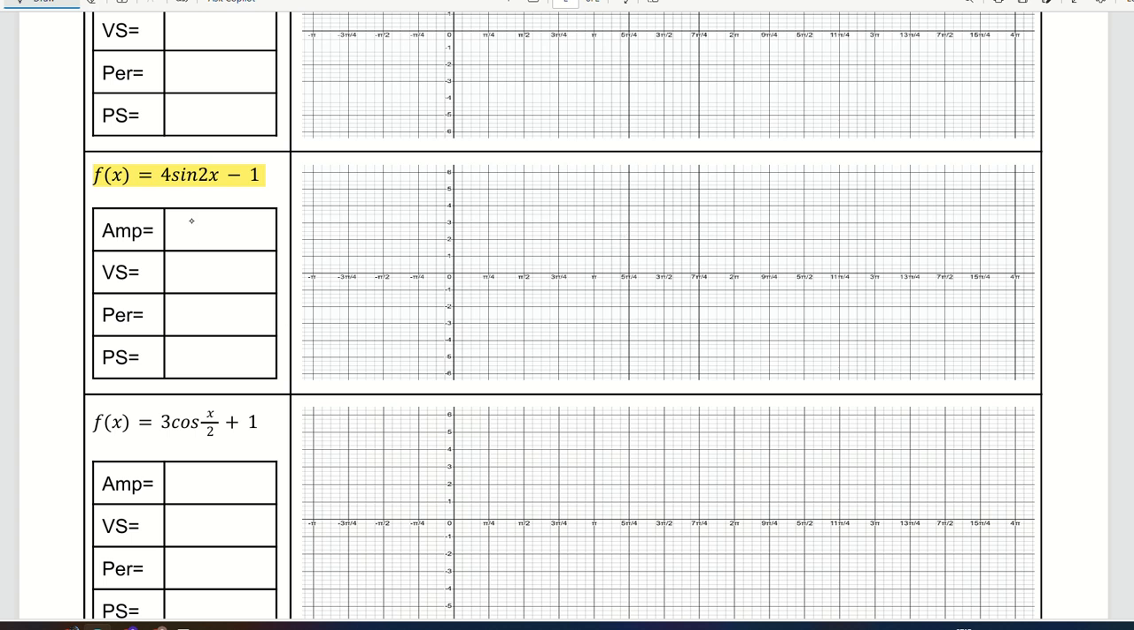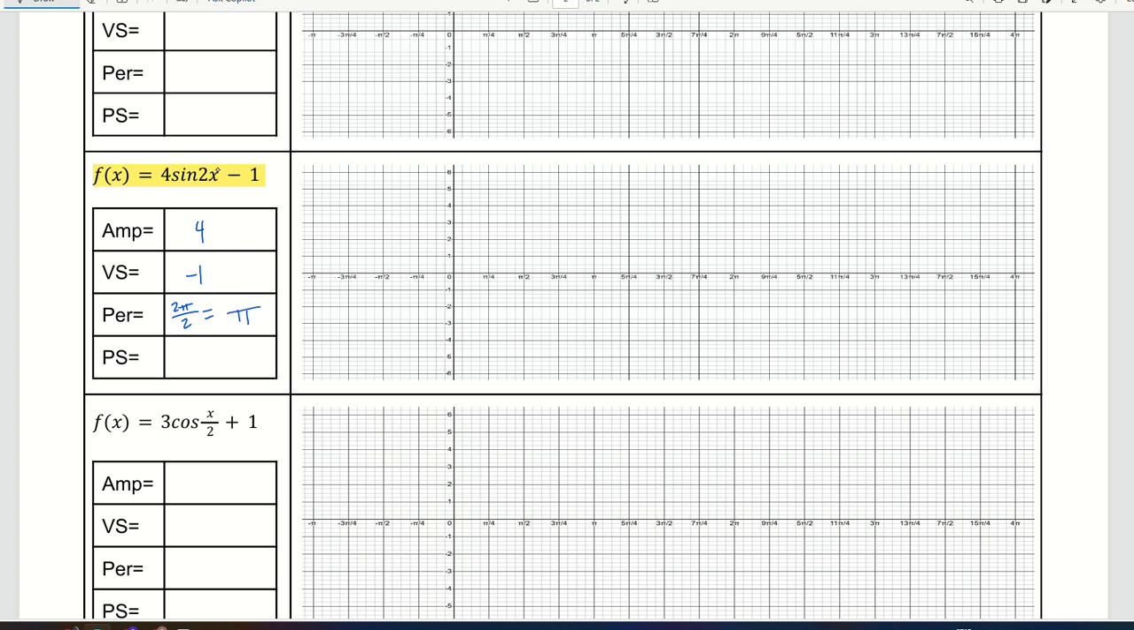All right, so for this one, our amplitude is 4. Our vertical shift is -1. Haha, our period is going to be different this time. It's going to be 2 pi over b. Our b value here is 2. The 2's cancel out, so we get a period of pi.